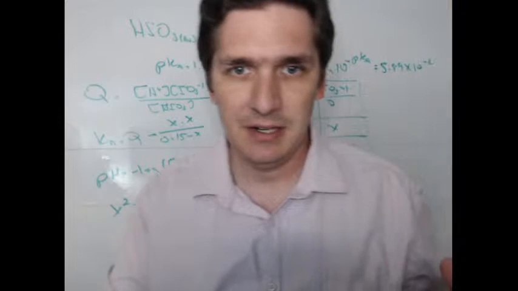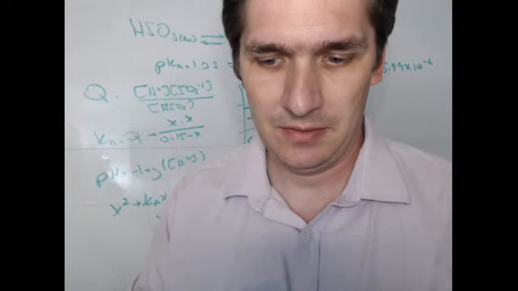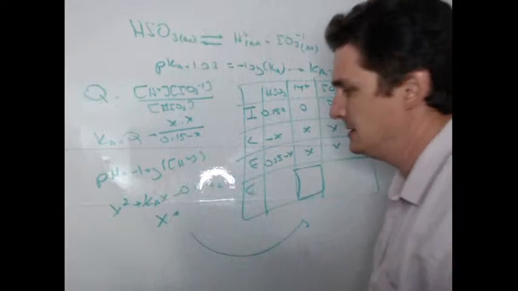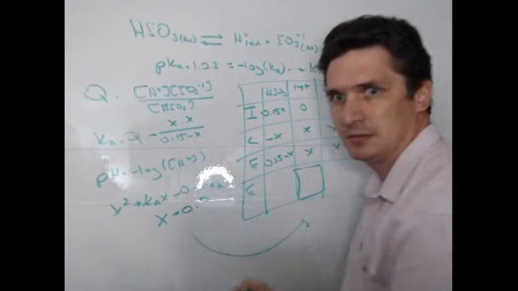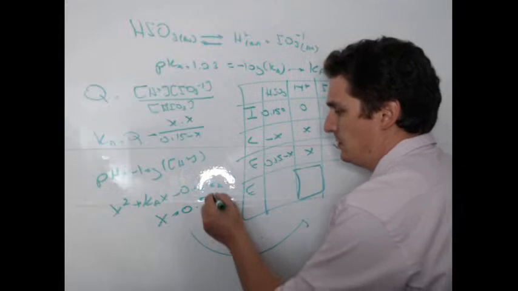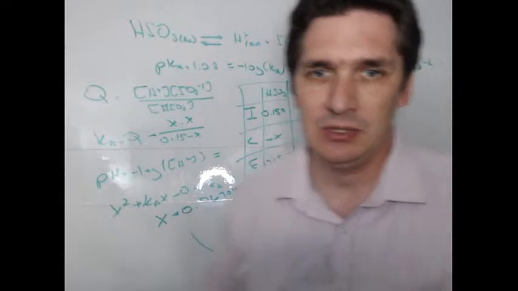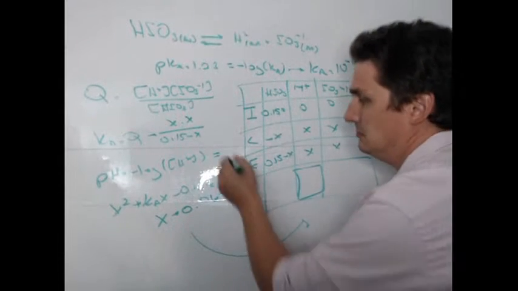So if I stick all that in there, 0.15, I'll get that x in this case is 0.069044. And when I take the negative log of that number, I get the pH is 1.2.